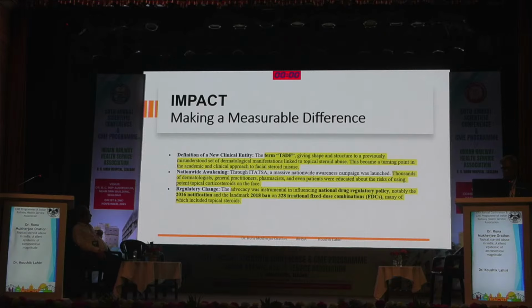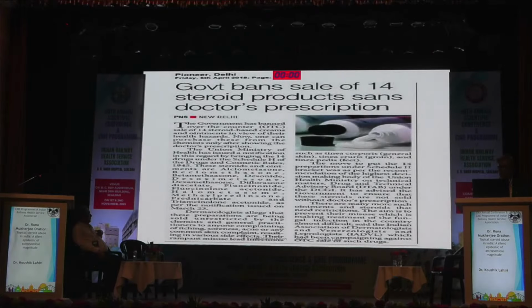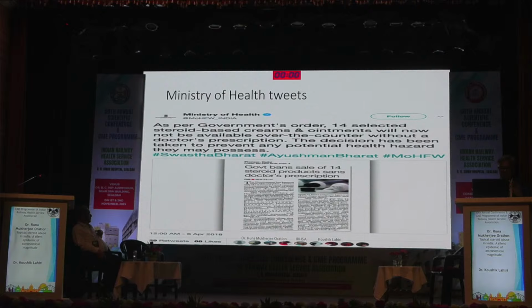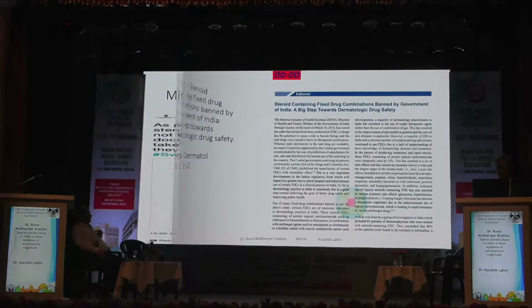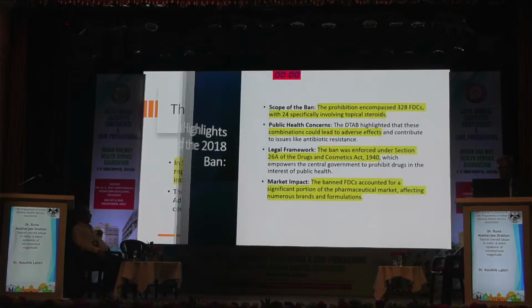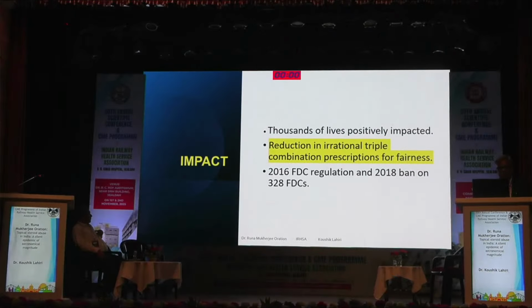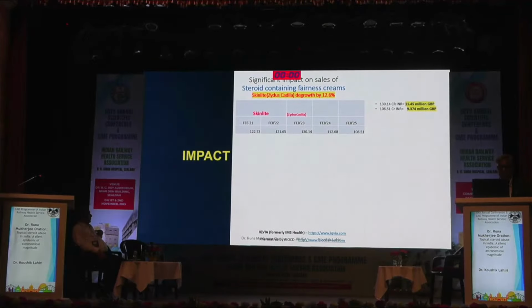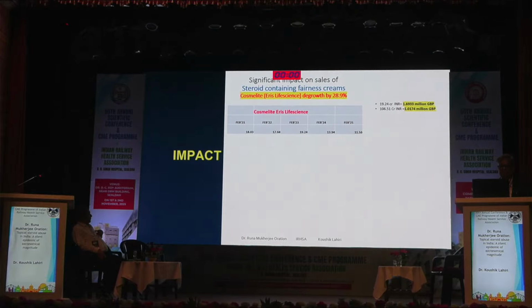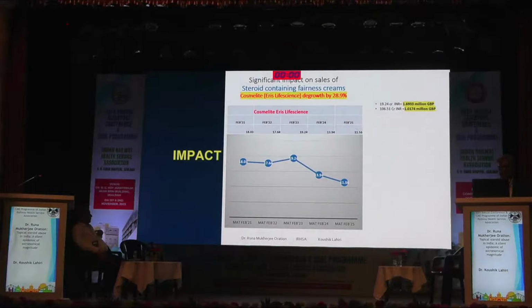And very recently, these are also there. These are the historic notifications. And the government banned 14 steroid products which contain this combination of all the illegal and unethical combinations. So in 2018, 24 topical steroid containing combinations were banned. And the market impact was slow, but it happened definitely. I'm sharing some slides. The impact was big on some big brands.